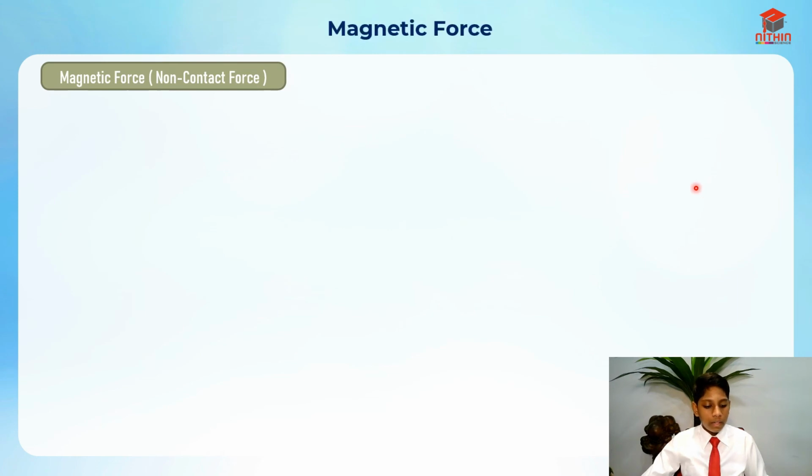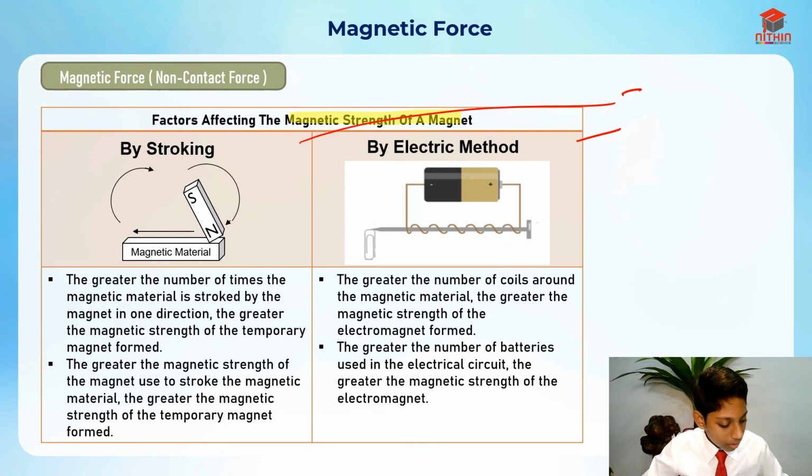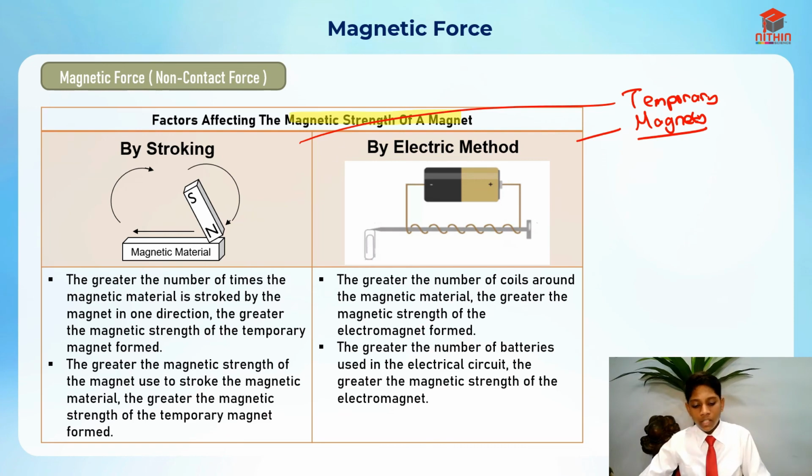Okay, so magnetic force. So the factors affecting the magnetic strength of a magnet. These two are basically temporary magnets. Okay, so let me write down temporary magnets. Okay, so the first method is to use stroking.